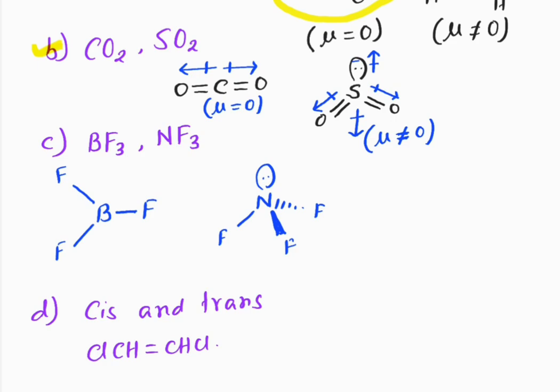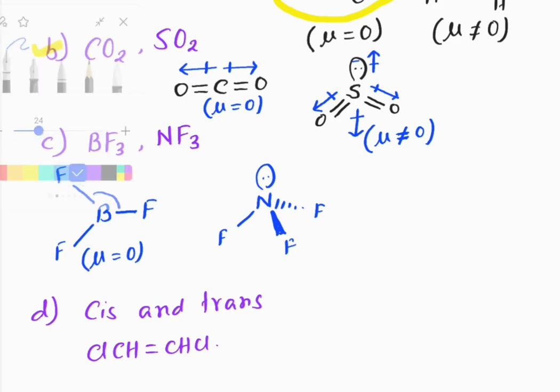Bond length of all B-F bonds will be equal, and moreover, any bond angle you take, all the bond angles will be 120 degrees. So this is a symmetrical structure. In case of a symmetrical structure, what we know is that the dipole moment mu will be equal to 0.